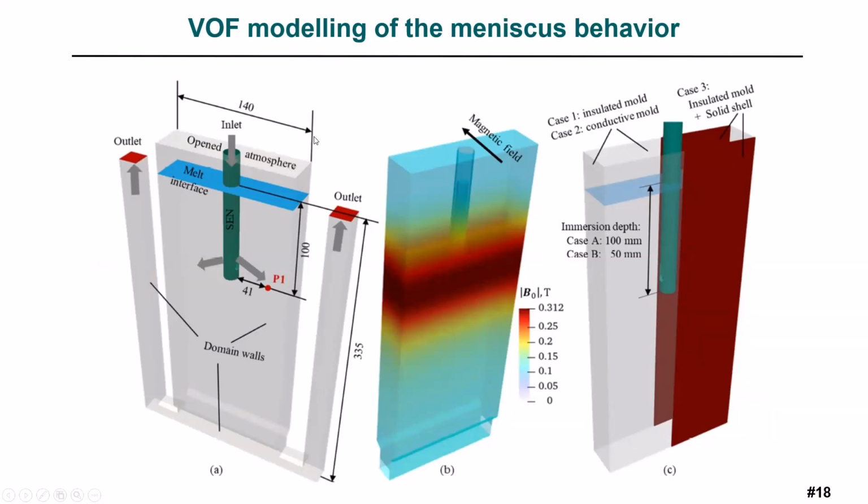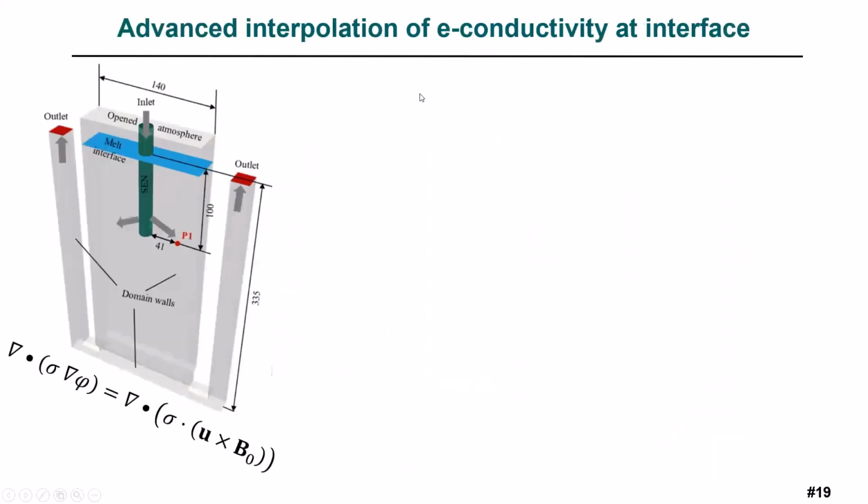We used the same benchmark as in the single phase, the well-known GaInSn experiment in Dresden, but now we included the free surface modeling under applied magnetic field. What we found very important for VOF modeling, since we calculate these fluxes everywhere in the domain, is that it consists of a non-conductive phase and a very conductive phase.